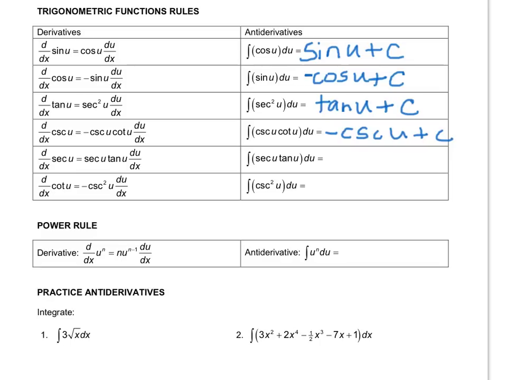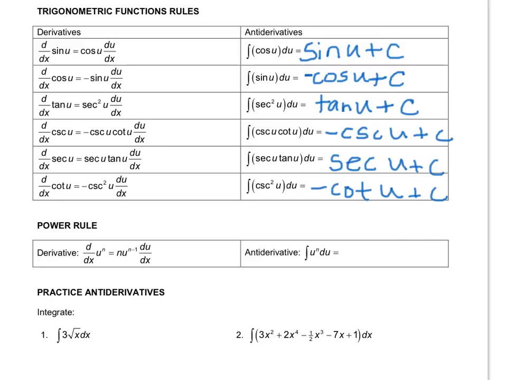The antiderivative of secant u tangent u du is going to be the secant of u. And the antiderivative of the cosecant squared of u du is going to be the negative cotangent of u plus c. Oops, I forgot my plus c's. There we go. Okay, so again, I don't think it's anything you need to memorize. As long as you know your derivative rules, you can figure out the antiderivatives.